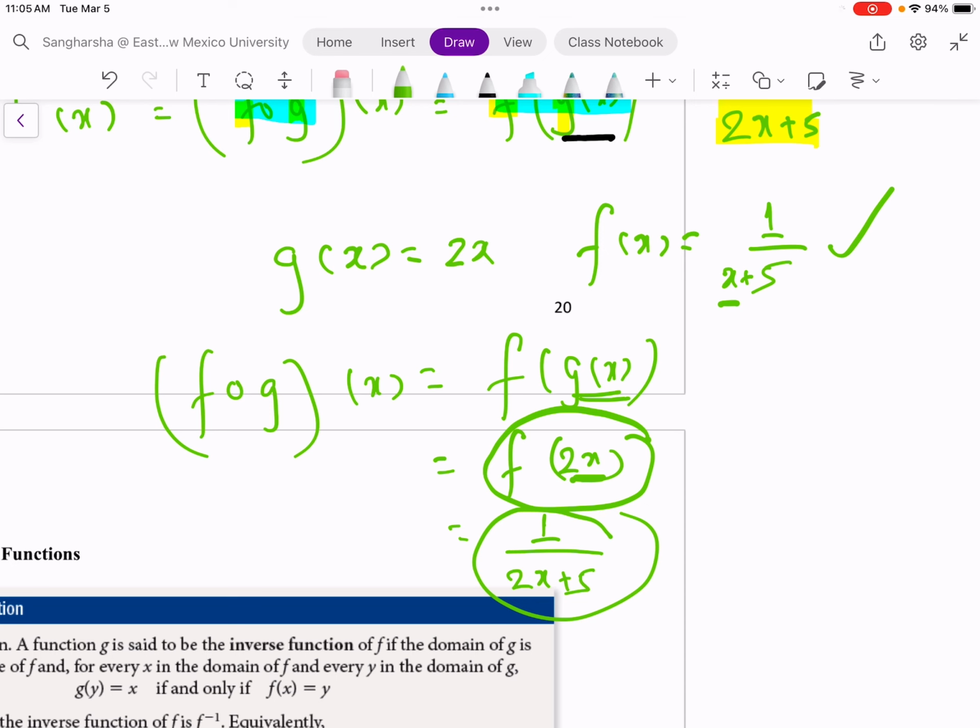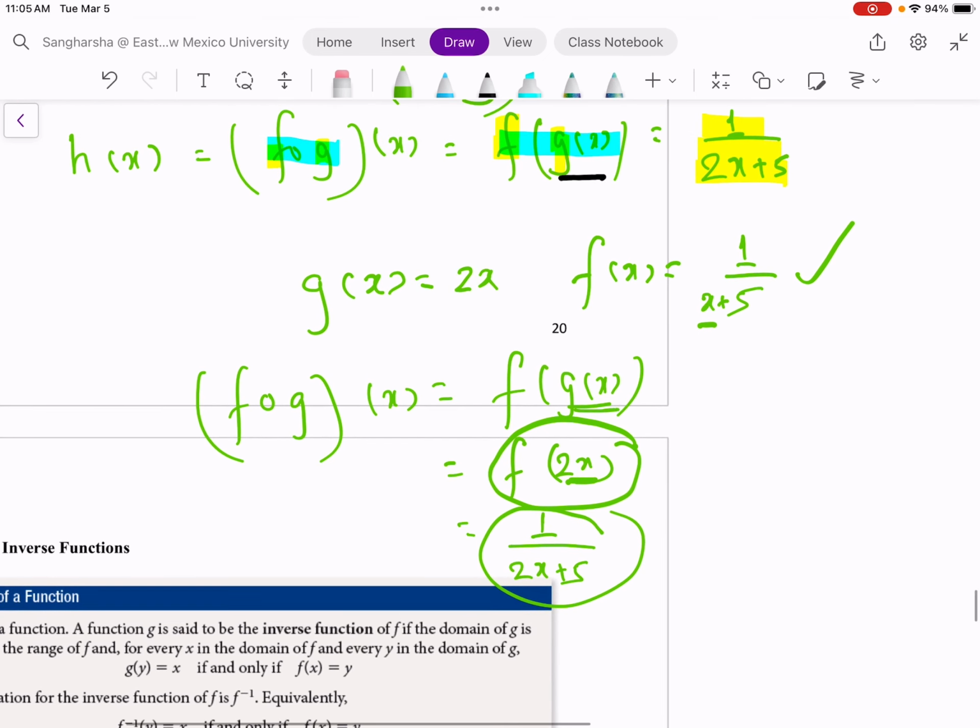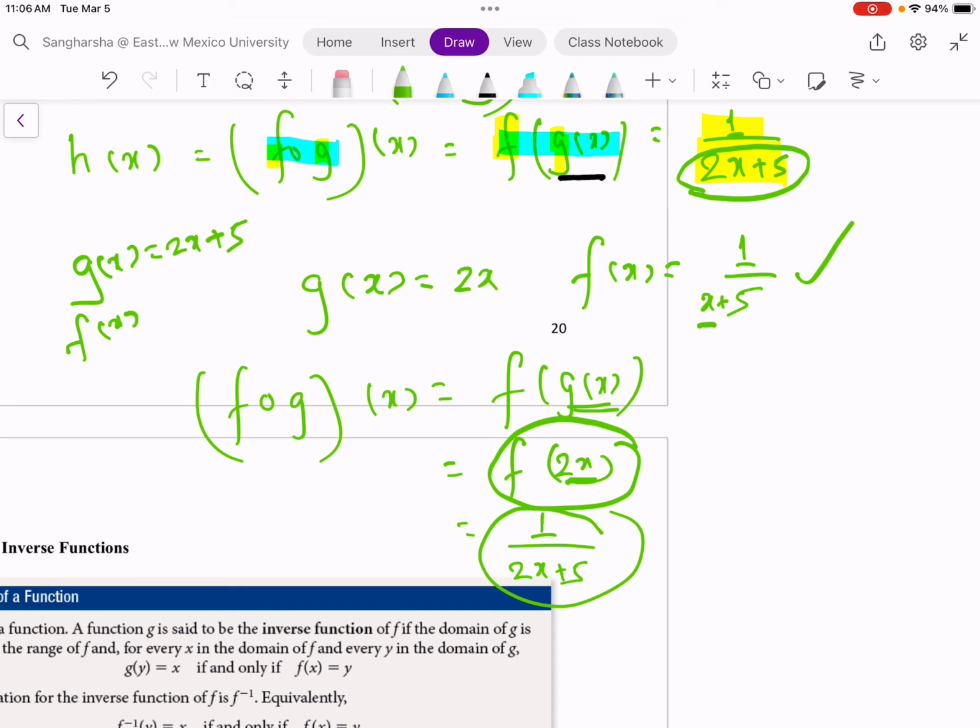Or do we have any other f and g functions whose composite is 1 over 2x plus 5? It can also be 2x plus 5. Yes, you can also say your g of x is 2x plus 5, and f of x has to be 1 over x. Okay, you are given a composite and you have to find the two functions. Your answer can be anything here, but once you find the composite of those two functions, you must get 1 over 2x plus 5.